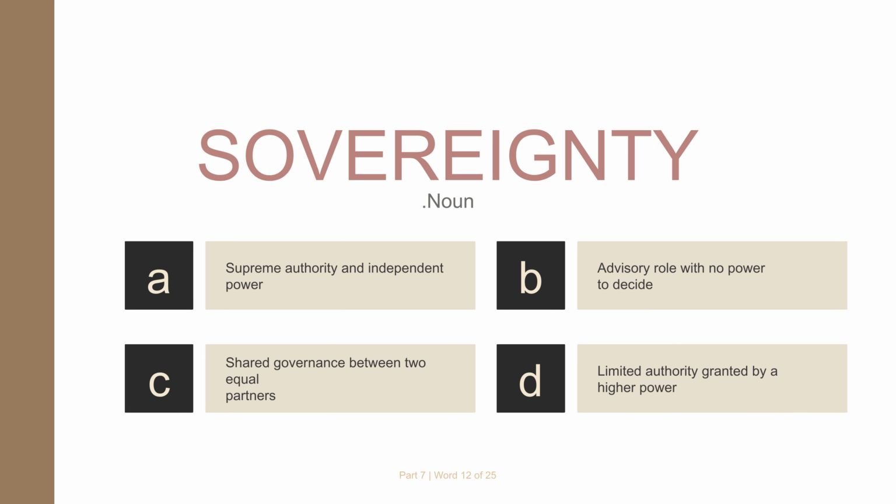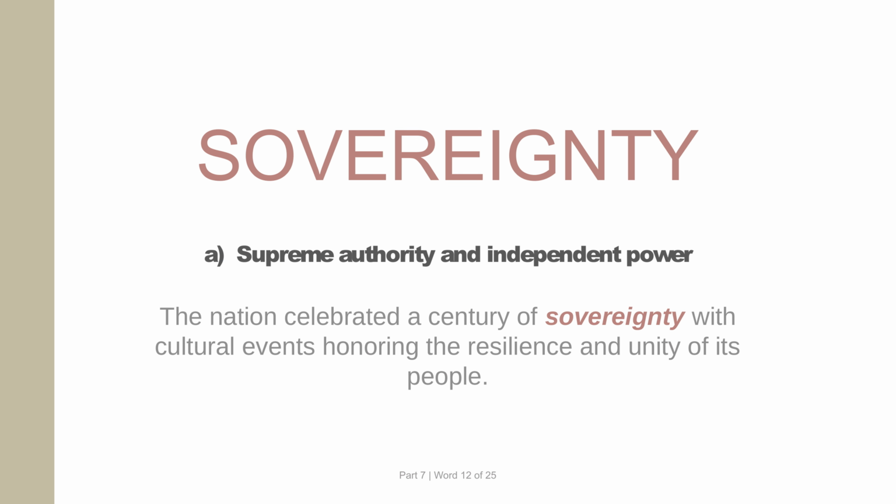Correct answer, option A. The correct meaning of sovereignty is supreme authority and independent power. Example: the nation celebrated a century of sovereignty with cultural events honoring the resilience and unity of its people.